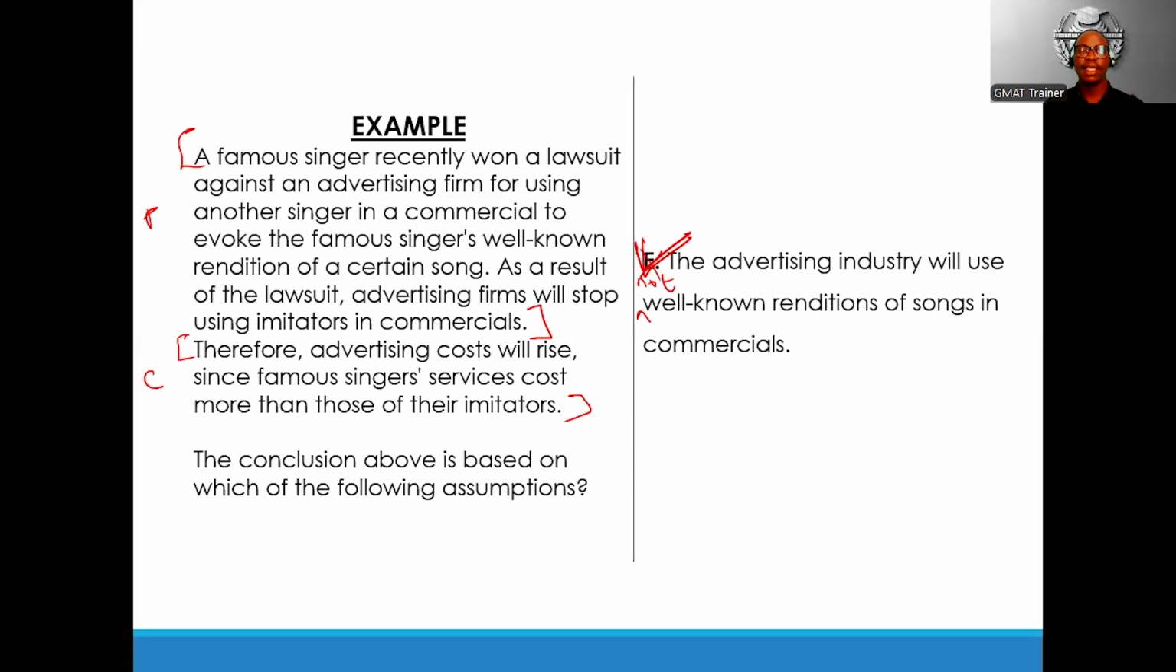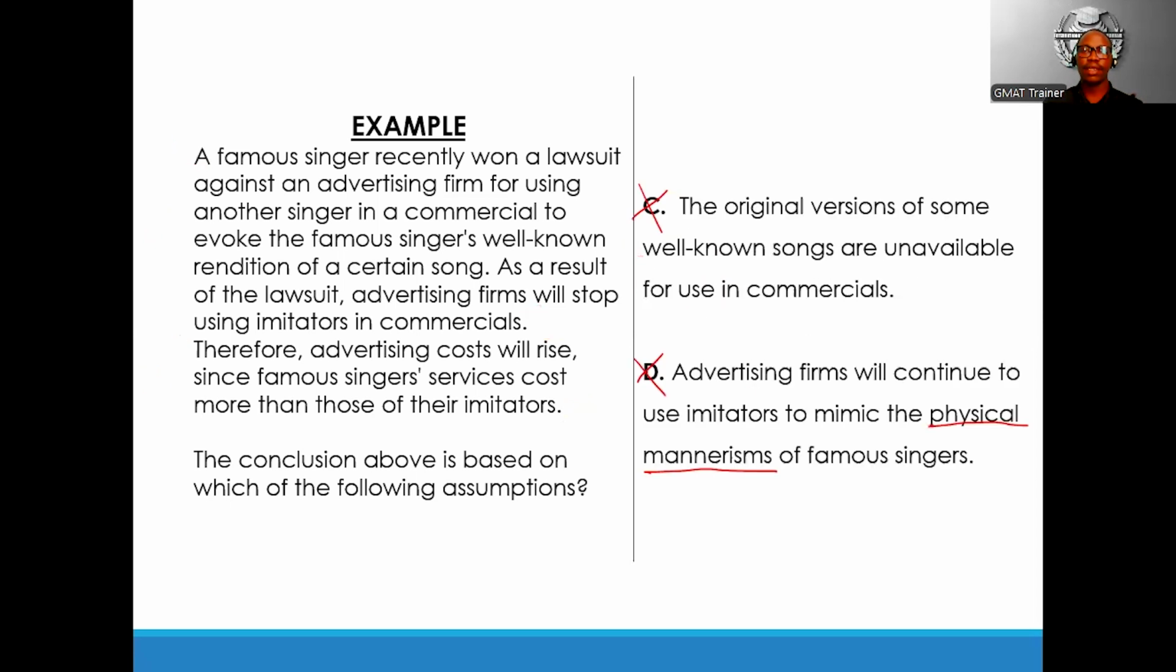So if that's the case, then the argument that advertising costs will be high since famous singers' services cost more than those of imitators would not be an issue, right? Because the advertising industry will have options that are not songs from famous singers. So the argument does not hold. It is no longer valid, right? For that reason, you are able to confirm that E is actually the correct answer. We could also do the same for previous answer choices to see what happens if you negate them.